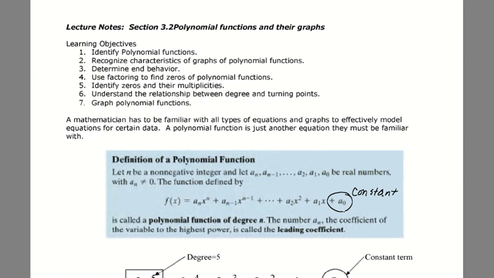A quadratic was just a special form of a polynomial function. It was a squaring. The highest degree was 2. So a quadratic is just a special type of polynomial.